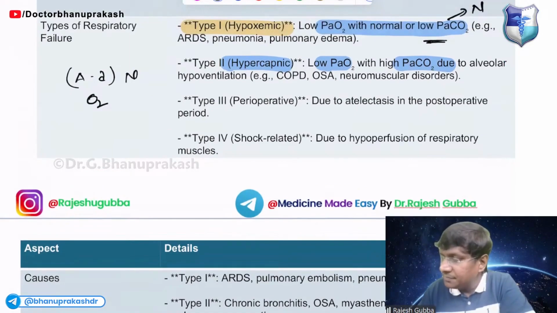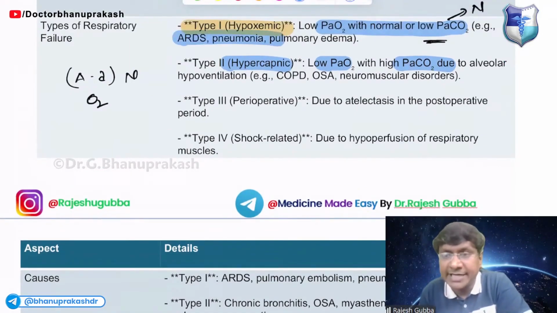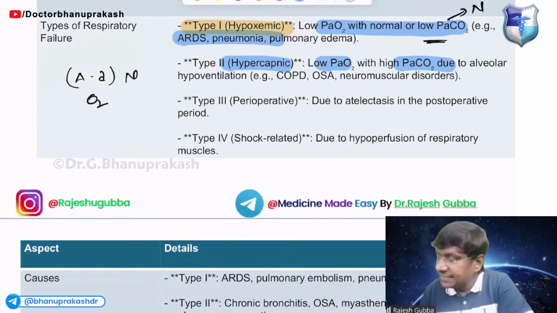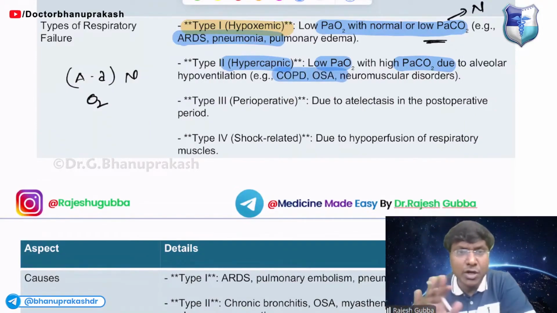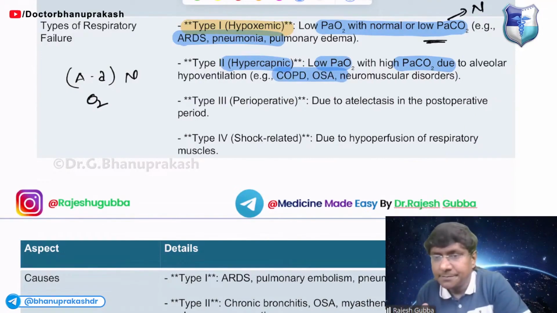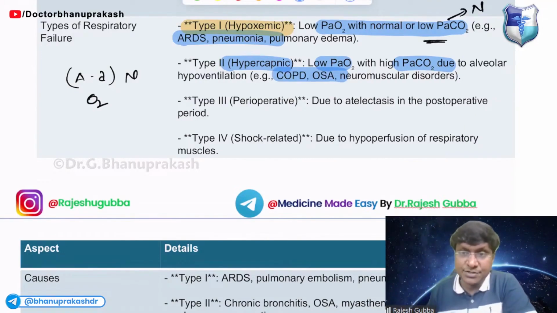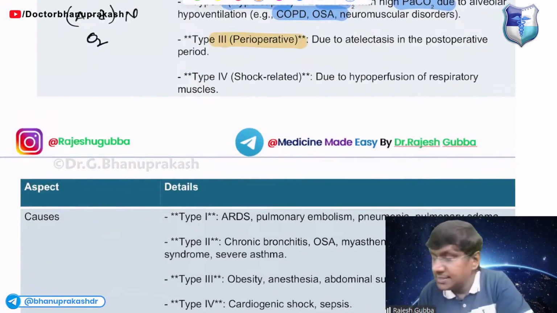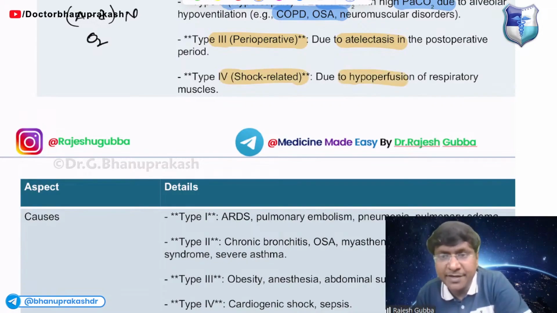What are the etiologies? If you take the etiologies for type 1, you have ARDS, pneumonia and pulmonary edema. Whereas for type 2, the etiologies will be severe form of COPD, not mild or moderate, severe form of COPD, obstructive sleep apnea and neuromuscular defects. Type 3 is considered as the perioperative respiratory failure, and that is due to atelectasis in the post-operative period. And type 4, it is shock related, and that is due to hypoperfusion of respiratory muscles. So these are the 4 types. Type 1, 2, 3 as well as 4.